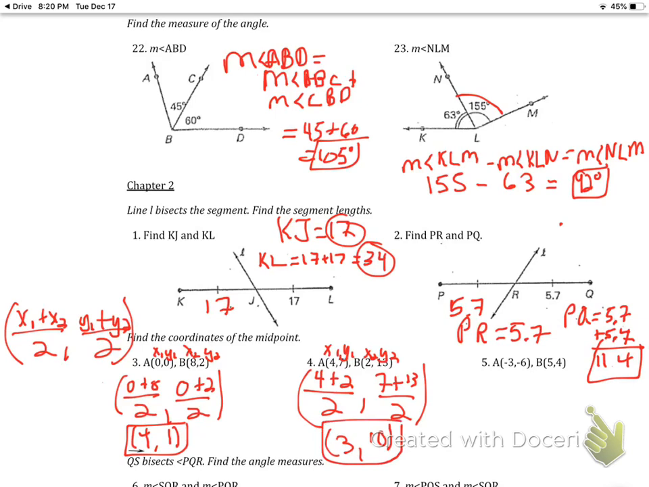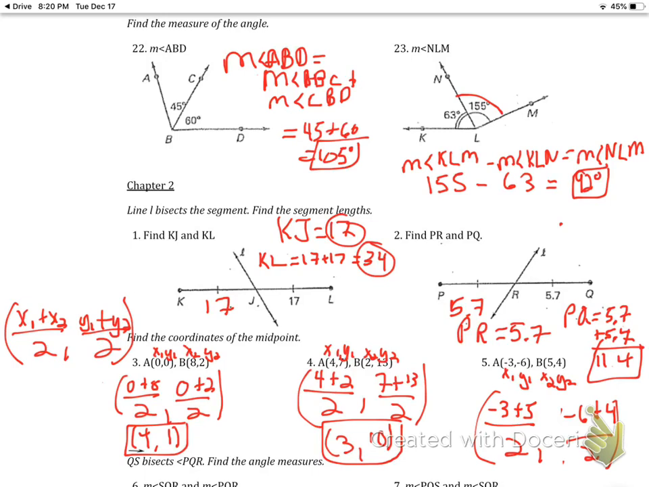And the next one up, same idea, x1, y1, x2, y2. We have negative 3 plus 5 over 2. We have negative 6 plus 4 over 2. There shouldn't be that parenthesis there. That was just me being excited.